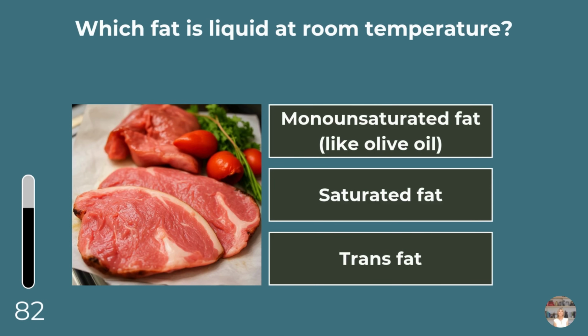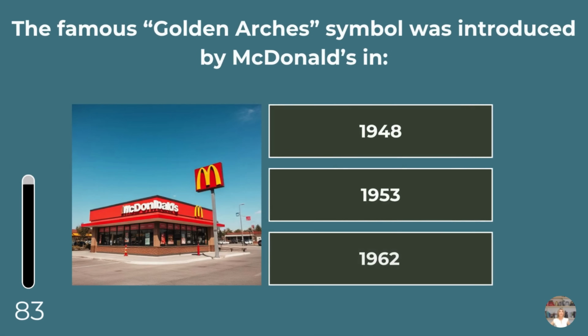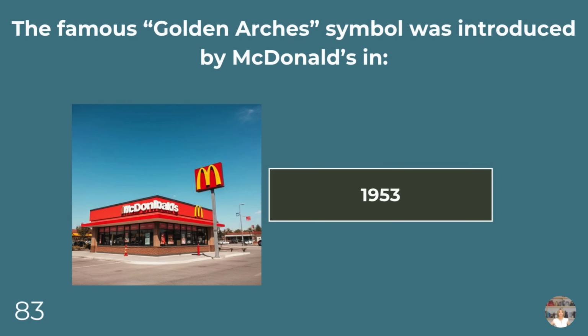Which fat is liquid at room temperature? Monounsaturated fat, like olive oil, saturated fat, or trans fat? Monounsaturated fat. The famous golden arches symbol was introduced by McDonald's in 1948, 1953, or 1962. 1953.